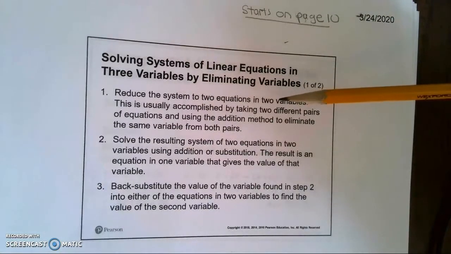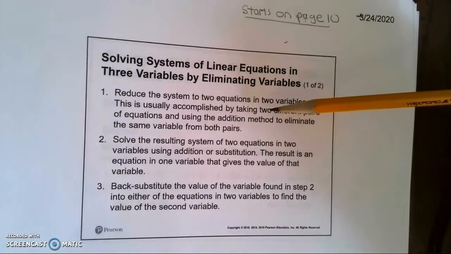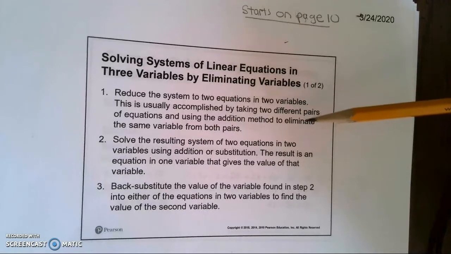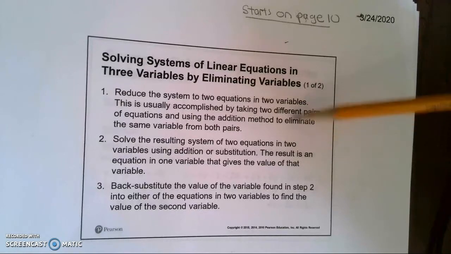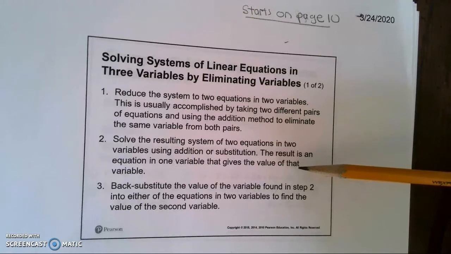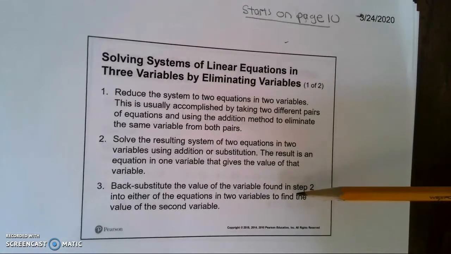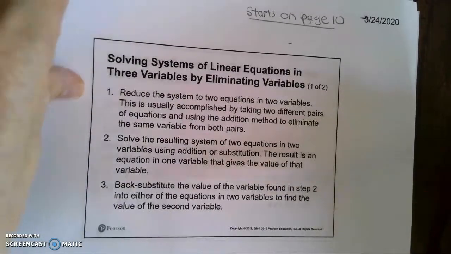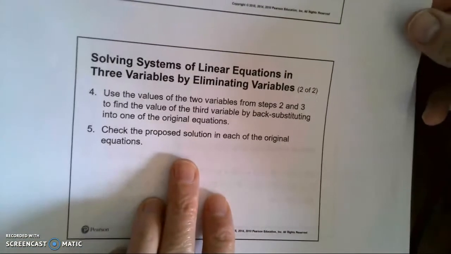What we're going to do is, first of all, reduce the two equations into two variables, and the way we do that is we basically eliminate the same variable and we use the addition method to do that. Then we take those two equations and solve either using addition or substitution method, and at that point we'll have a value of one of the variables. Then we back substitute to find the other variables, and then of course you check your answers.